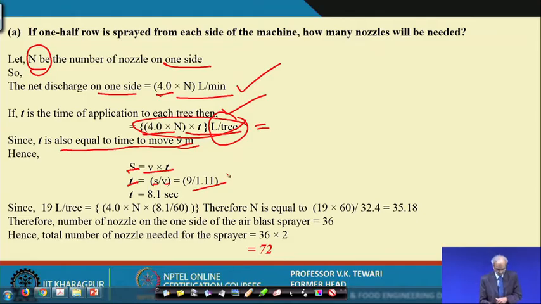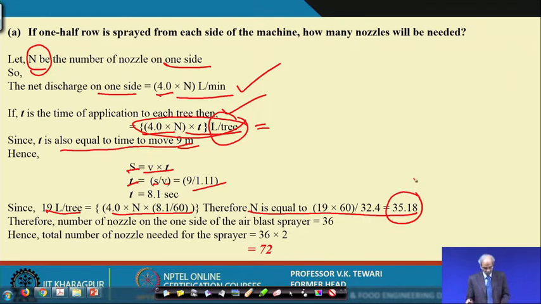So, what do you get here? The 19 liter is equal to this. Therefore, N is equal to 35.18. It is very simple. Now, it says that about 35.18 nozzles will be required. Now, you should not take less than 35. So, definitely 35 cannot be said, you will have to go for 36, because the minimum is this. So, the answer is that one side at least 36 should be there.